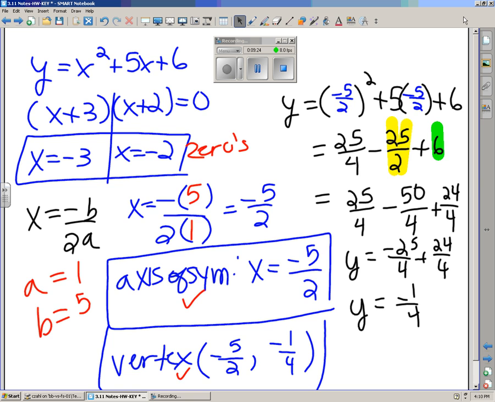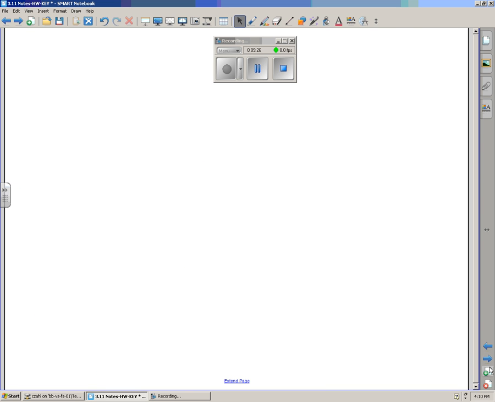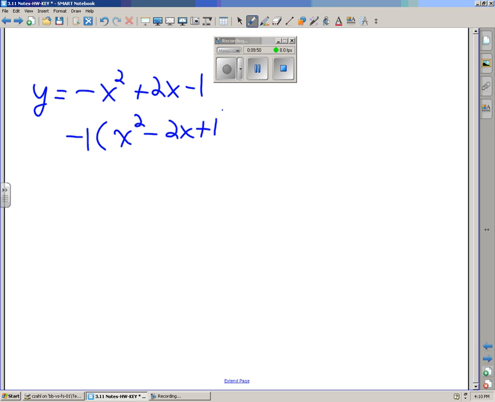So here's our last one. The equation is y equals negative x squared plus 2x minus 1. Well, the problem here is you can't factor with a negative x squared, so what you're going to have to do is pull out a negative 1 as your GCF. So the new equation becomes, I'll factor out a negative 1, which means my polynomial is really x squared minus 2x plus 1. This I can now factor.